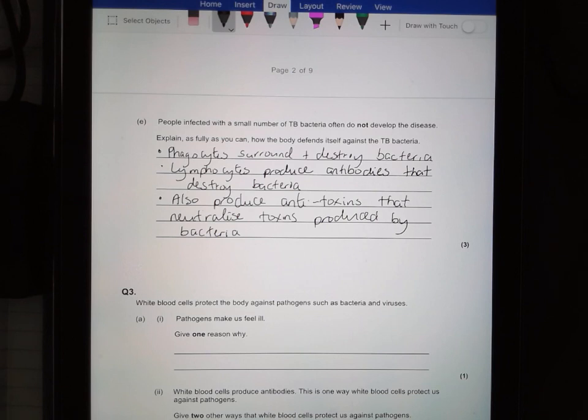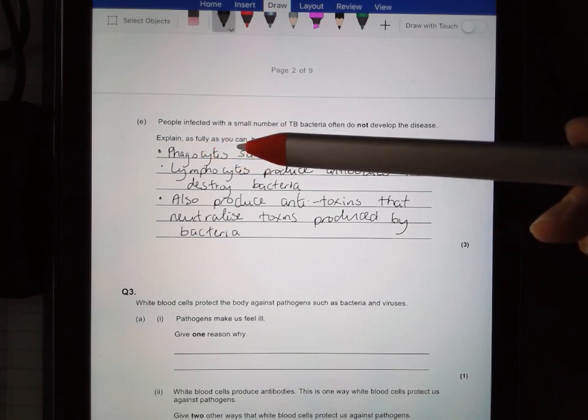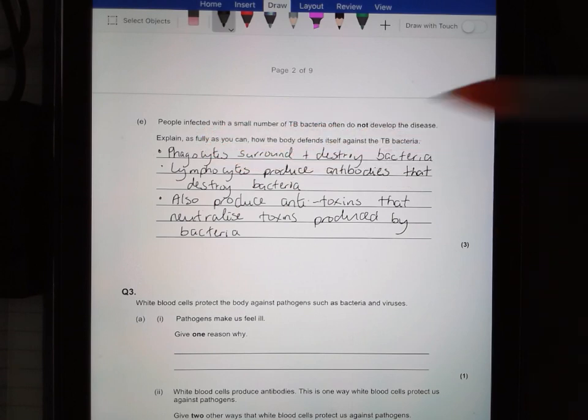So you're going to talk about your white blood cells and how they actually fight infection. Two types of white blood cells. The first one I'm talking about is phagocytes. I said phagocytes surround and destroy bacteria. That's one mark. Then I've said lymphocytes produce antibodies that will destroy bacteria. So hopefully you got those 2 marks.